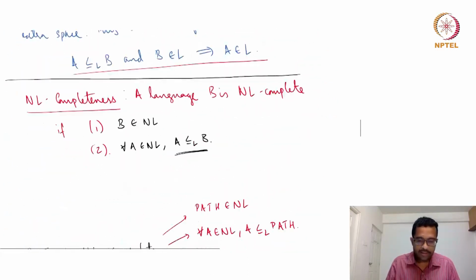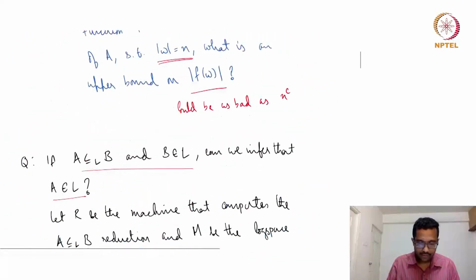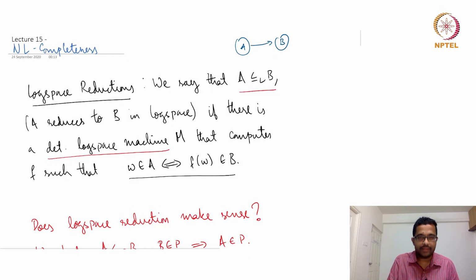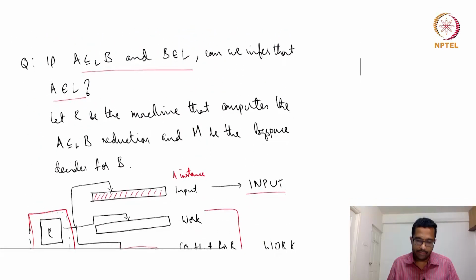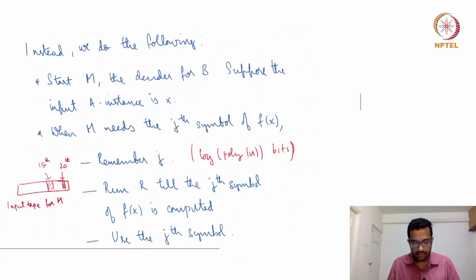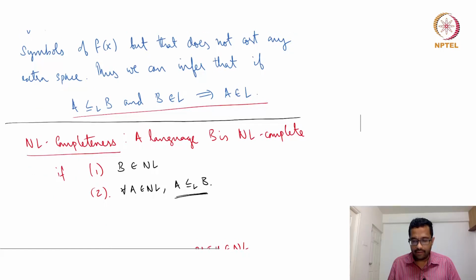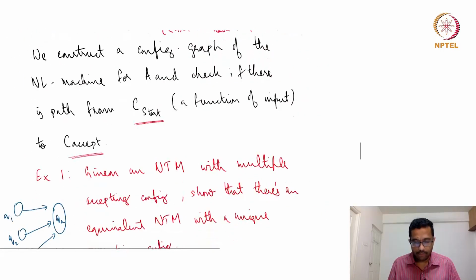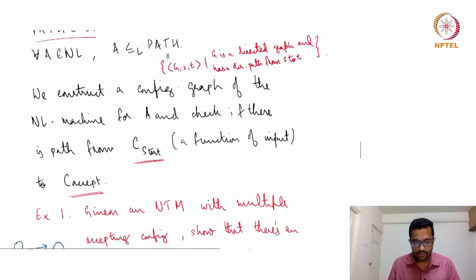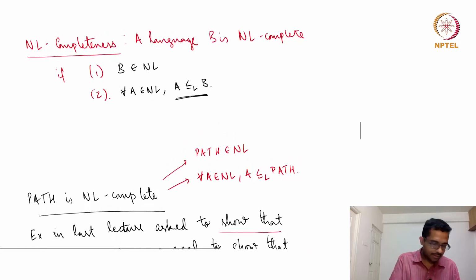So just to summarize the lecture, we defined the Logspace reductions. We saw why it makes sense. We defined NL completeness. We saw that path is NL complete. So what does it mean to say that path is NL complete?